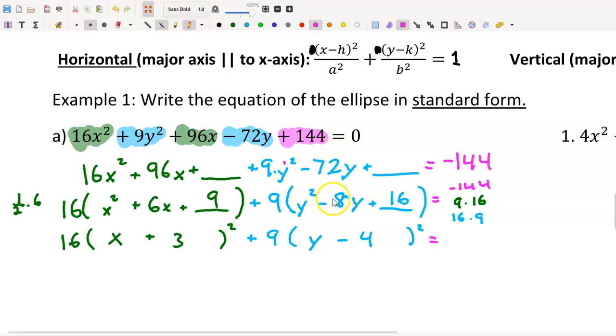So half of -8 was -4. -4 to the second power is 16. Then I have to add that 16 times the 9 in front. So you see we have a lot of repeated numbers. See the 16, 9, 16, 9.